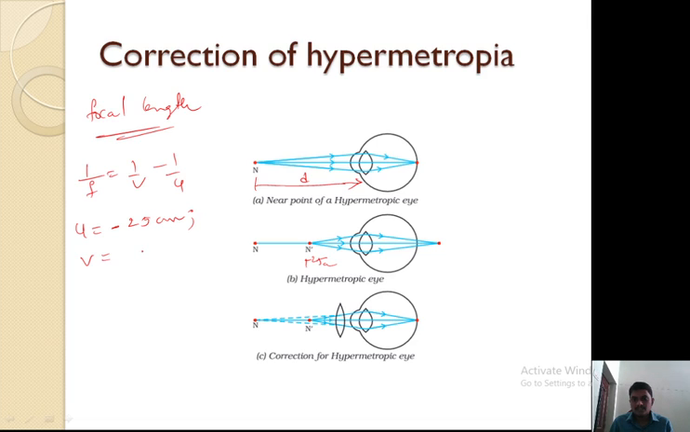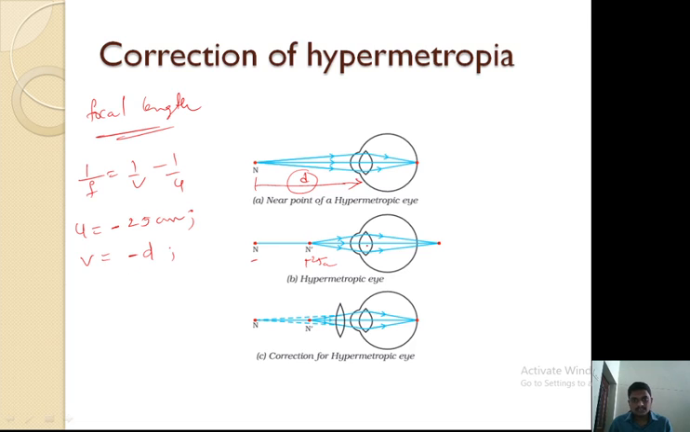What about the image distance? The image is formed at a distance d, the near point of the hypermetropic eye. N dash is the normal near point here. The object is located at 25 centimeters, the normal near point. But the near point of a hypermetropic person is about 200 or 100, whatever it is, more than 25 centimeters. The image is formed at the near point, which is greater than 25 centimeters. So v equals minus d, because it is also measured opposite to the direction of incident light.